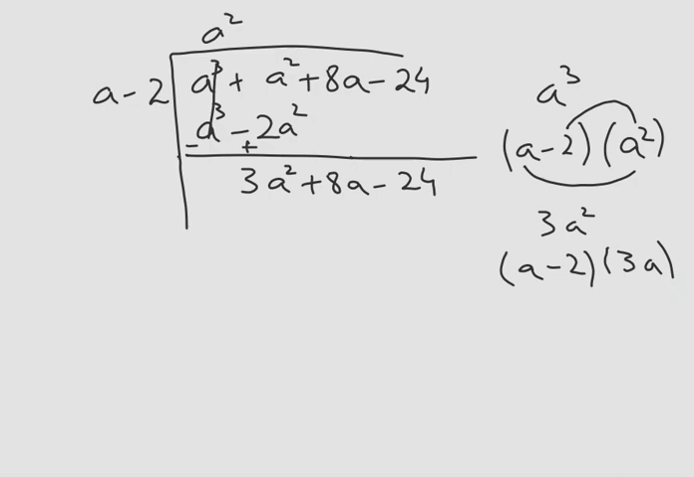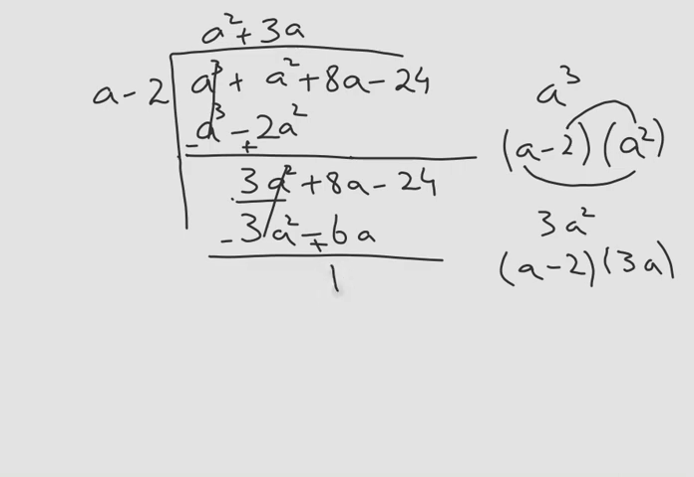So we will multiply a minus 2 with 3a, just 3a, because we want 3a square. Here the term is positive, so we will write plus here. Now a multiplied with 3a, we will get 3a square. Now minus 2 multiplied with 3a, we will get minus 6a. Again change the sign, it will be cancelled. Now 8 plus 6 becomes 14a, and here minus 24. 6 plus 8 becomes 14a minus 24.